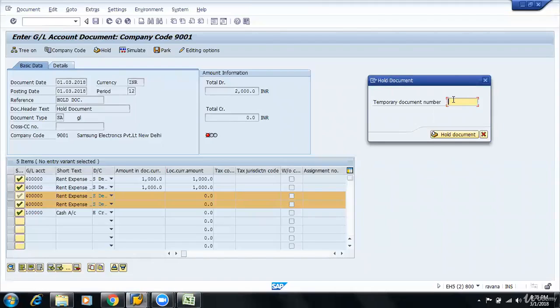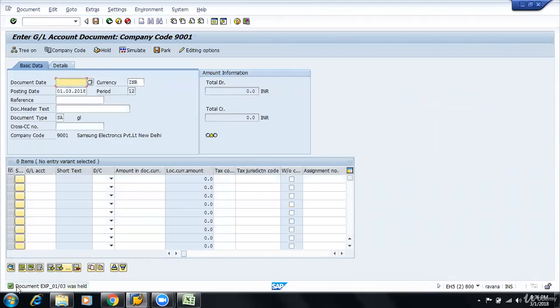What could be the number? There is no hard and fast rule what the number should be. In fact, it can be alphanumeric as well. Since it is a whole document, what I could do is, this was for my expenditure paid because the journal entry I was using is expenditure debit and my cash account credit. So basically I'm paying off for the expenditure. So I would say expense for dated 1st March and click on hold document.